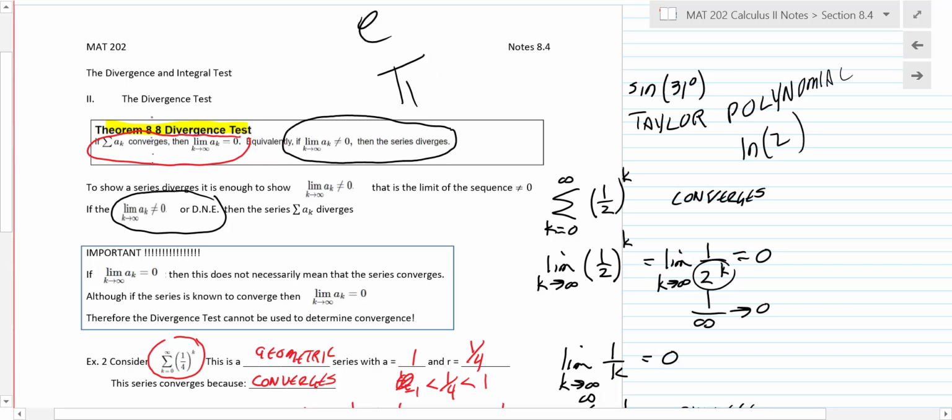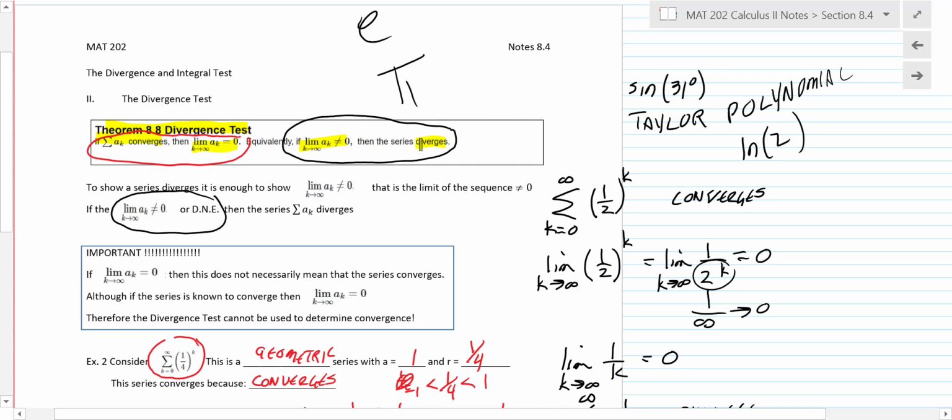So what we're doing with the divergence test, the key thing is, when you're learning all these different tests, always refer to what the test says, okay? So what this is saying is, if your series is converging, then that means the limit of the sequence is 0. That's a given. So once you've established that the series converges, then you know for an absolute fact that the limit of the sequence as k goes to infinity is 0, okay? But it doesn't work the other way. So the other way that you can look at this is, if the limit of the sequence is not equal to 0, then it diverges, okay?